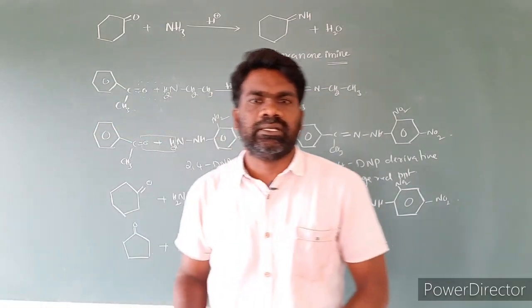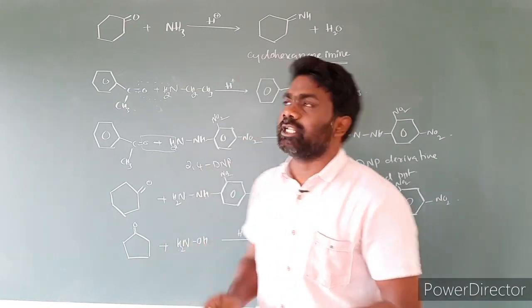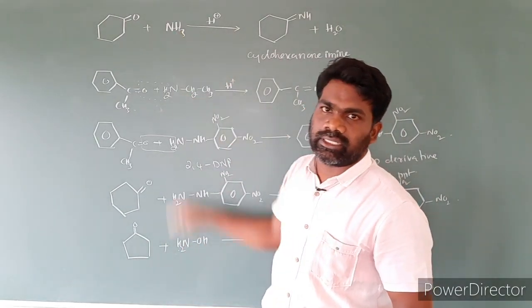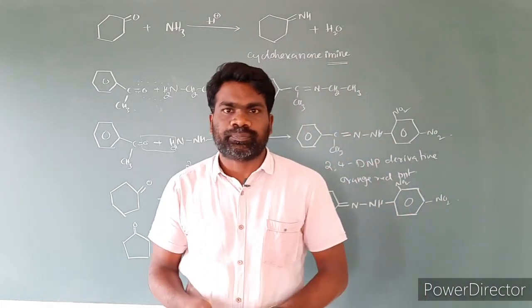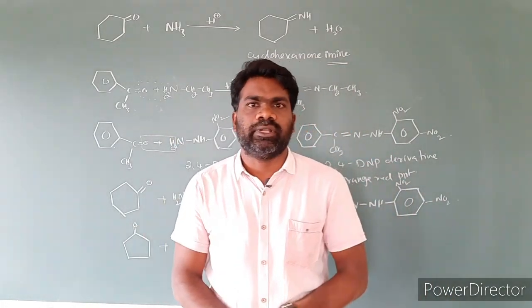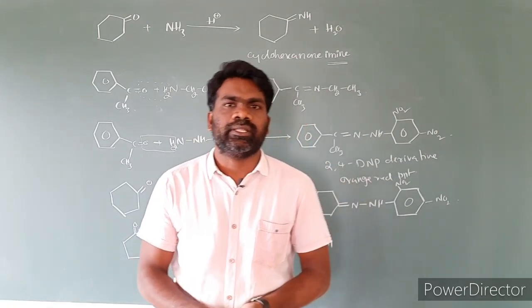So these are some examples for reactions of ketones with ammonia and its derivatives. Here I showed the reaction with ammonia, and these are the derivatives of ammonia. So these are the reactions of aldehydes and ketones with ammonia and its derivatives. Next class I will come with another topic.